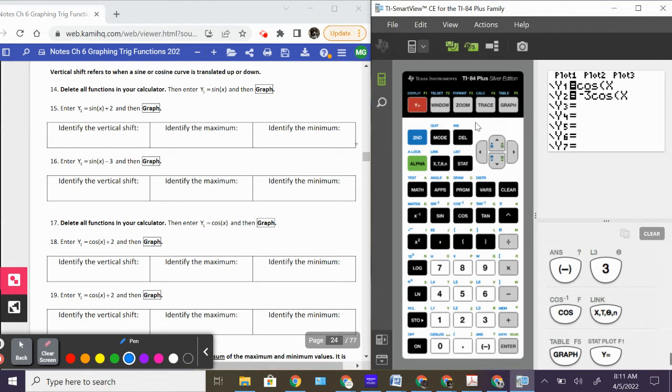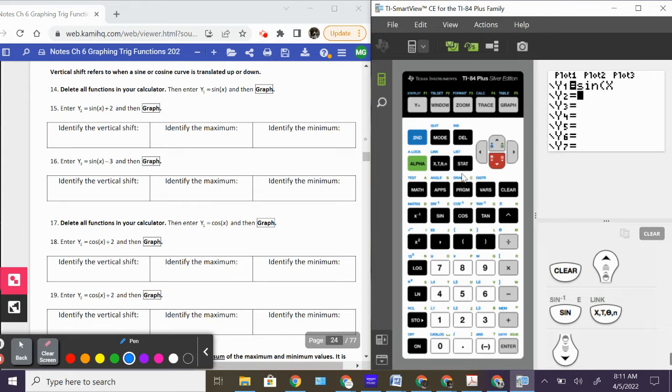So we're going to go back and let's clear out all of these functions that we have in our calculator. And let's do y equals the sine of x for our first function. So we have that in there. Okay. And for our second function, now we're going to be talking about the vertical shift. So we're adding 2 after the sine of x.